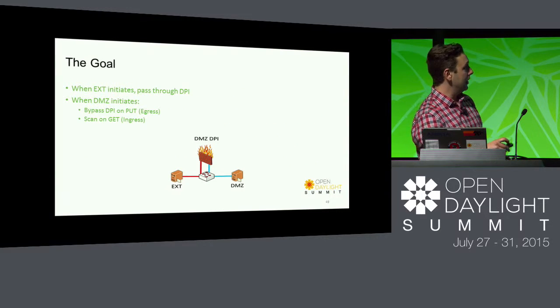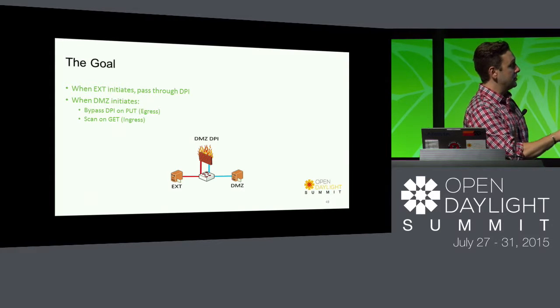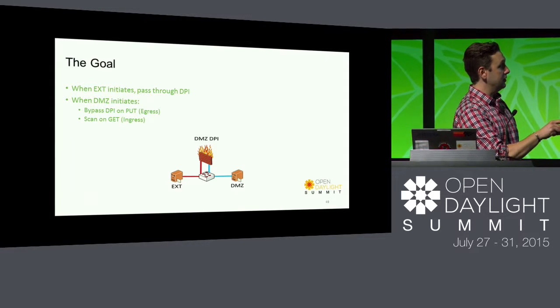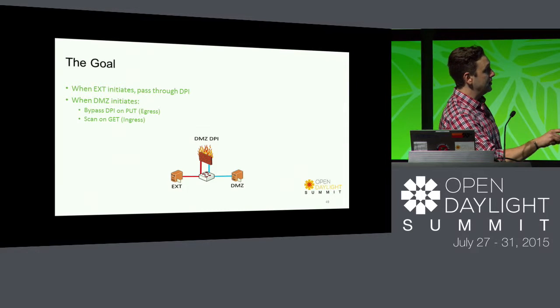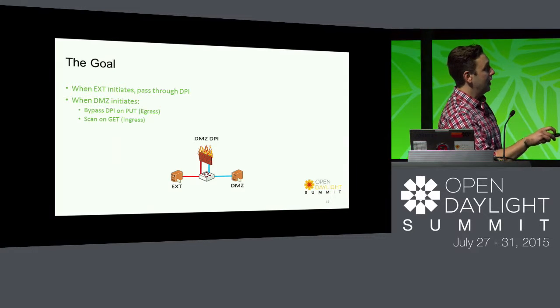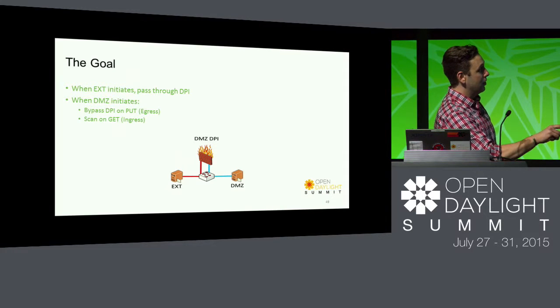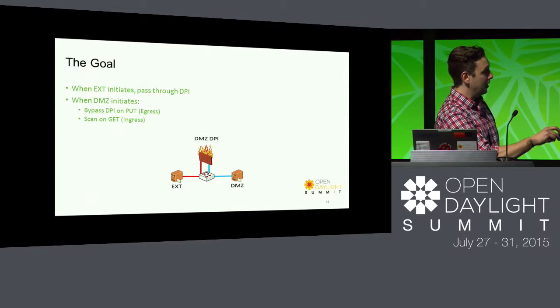All right, so the goal is when external initiates, you put it through the DPI inspection, of course. When the DMZ pushes, that's considered egress, so we want to bypass. However, there might be a scenario where the DMZ does a get, an HTTP or FTP get, in which case that's ingress, so we want to scan that.